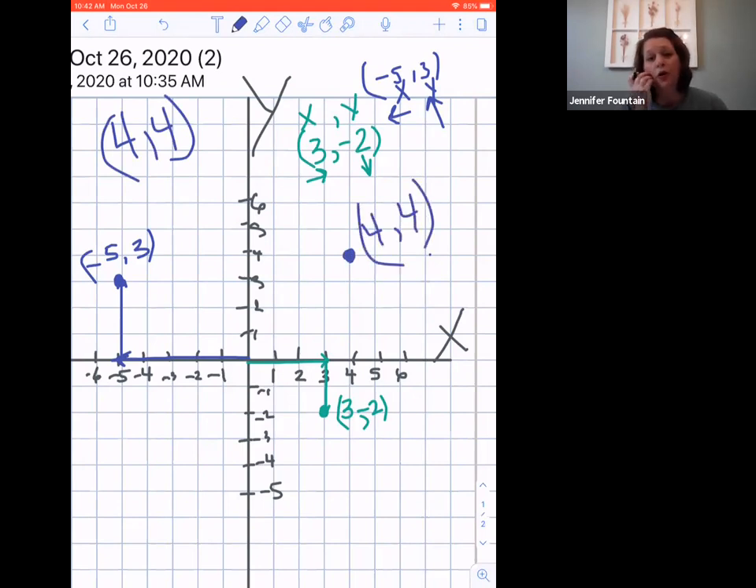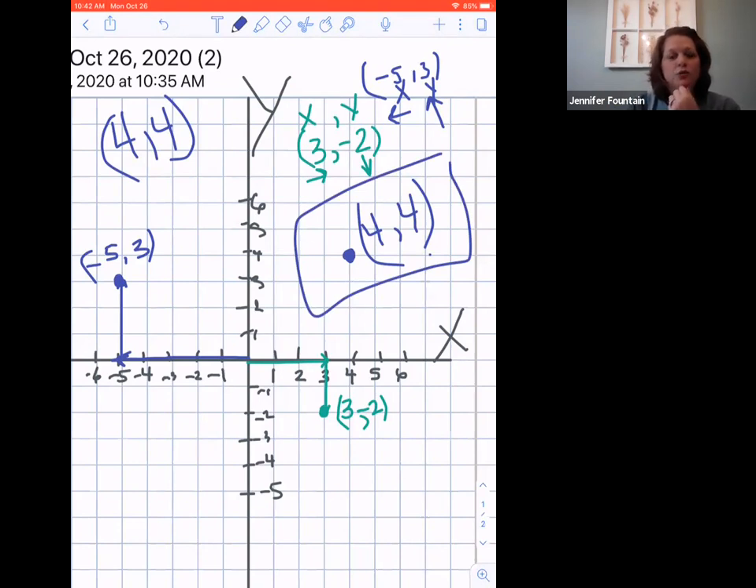Okay, so when you're graphing points, you're not going to draw your lines. That's just to give you reference to show you I went over and up or over and down, since we're not in class together and you're just going based on my voice. So anyway, typically when you're graphing a point, it's going to just look like that.